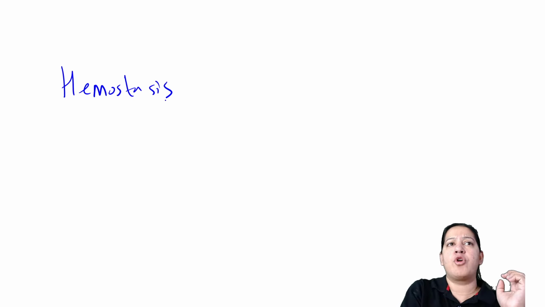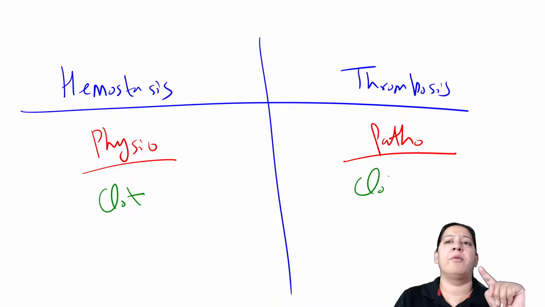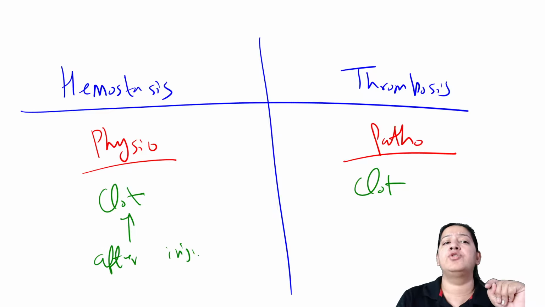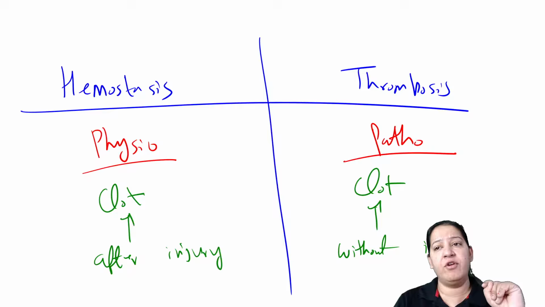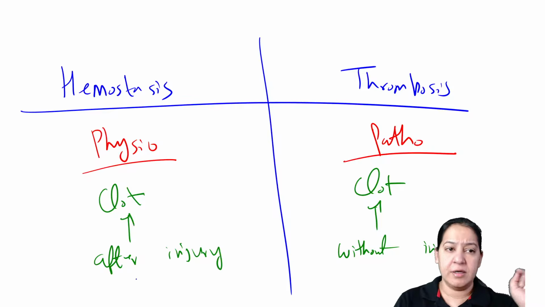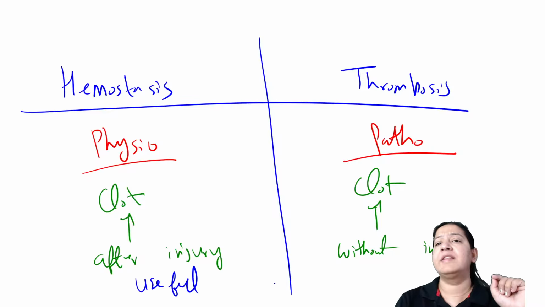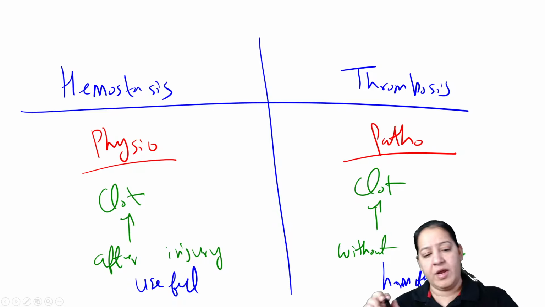So hemostasis is a physiological thing. It is not a disease. Thrombosis is a disease. It is a pathological thing. In hemostasis, clot formation takes place. Here also clot formation takes place. But here clot formation takes place after injury, after injury to stop the bleeding. Here clot formation takes place without injury. Have you got it? So this one is useful for us. It is physiological and useful, and this one is harmful for us. It is a disease and it is harmful. We do not want to form clot inside the blood without injury. Okay, let me draw two blood vessels in front of you to explain the concept correctly.